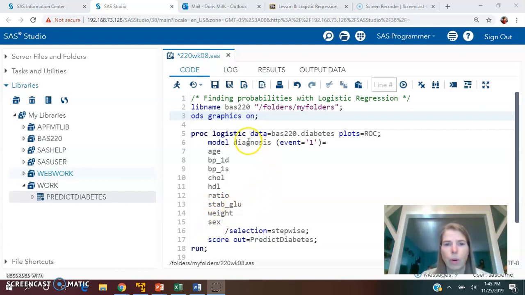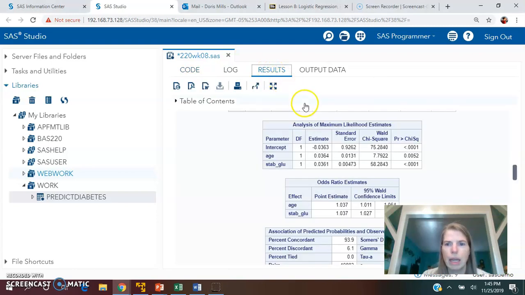I will run this logistic code and include a scoring statement so that SAS will find my predictions for me, but I will show you in detail the work that's going on behind the scenes to make those predictions. I've already run this code, so I'm going to switch over to the results now. The table that I'm most interested in for writing my equation is the analysis of maximum likelihood estimates table.